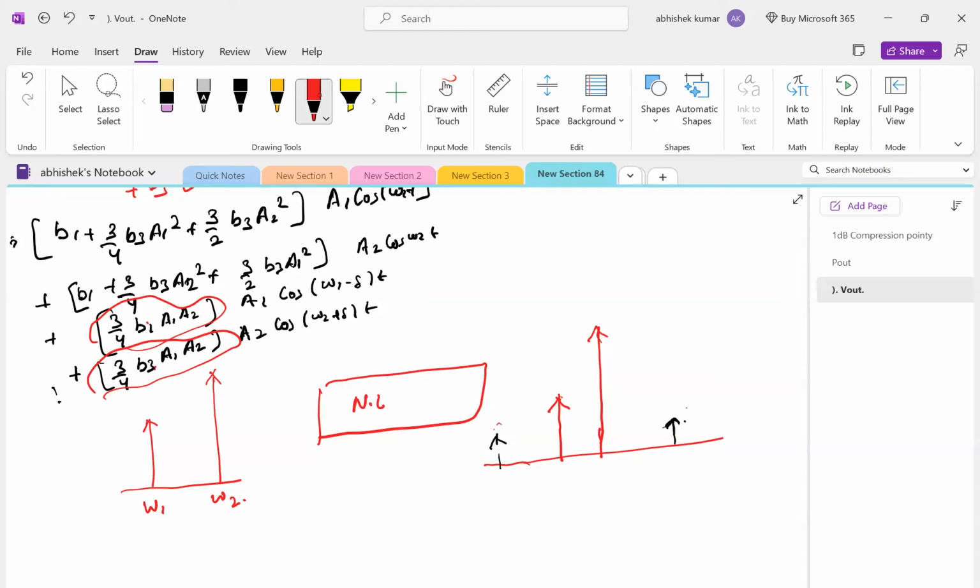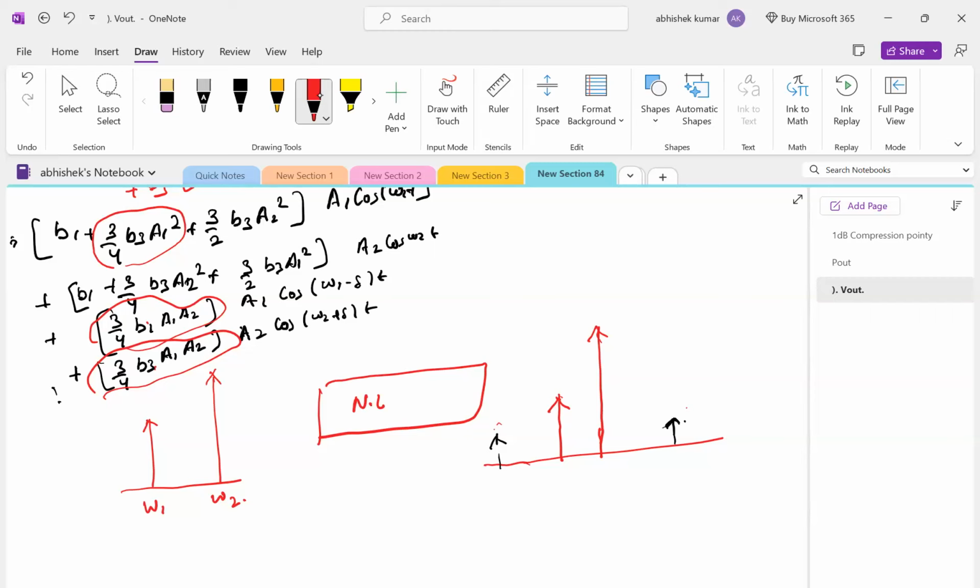The original tones are also scaled. This was our original term, and this also got scaled. Only odd terms of b are relevant. We wanted only odd terms. So the gain of one component is impacted by the magnitude of the other, and this is known as nonlinear behavior, and this is also known as desensitization.